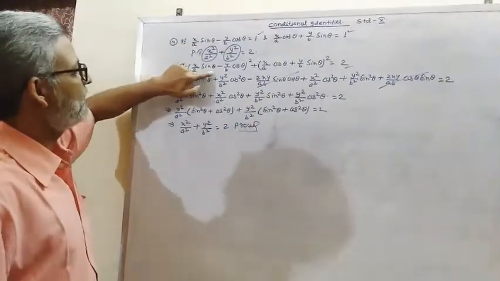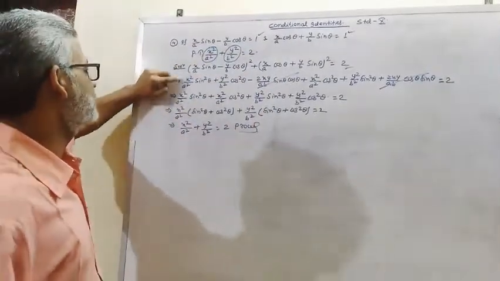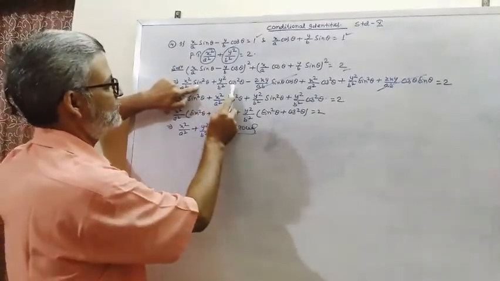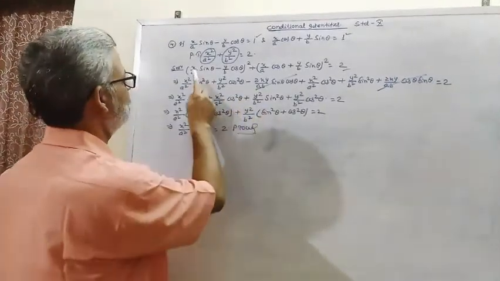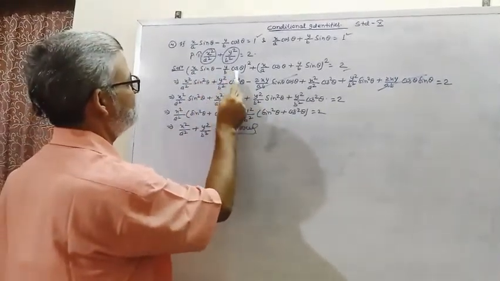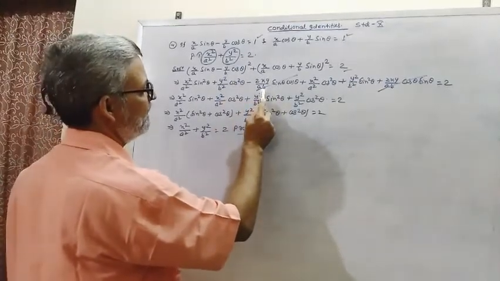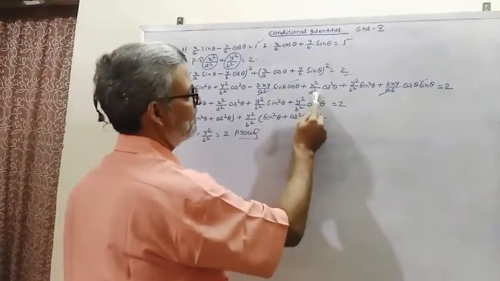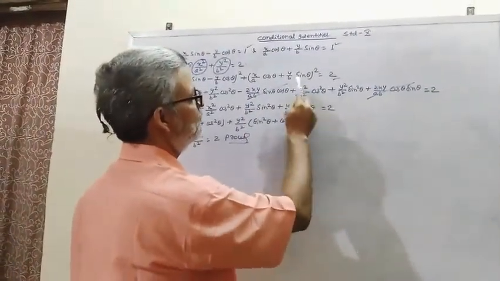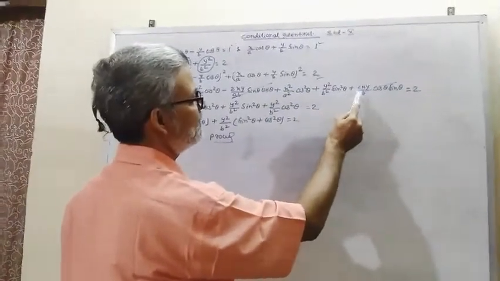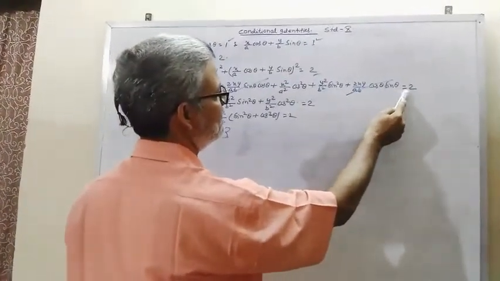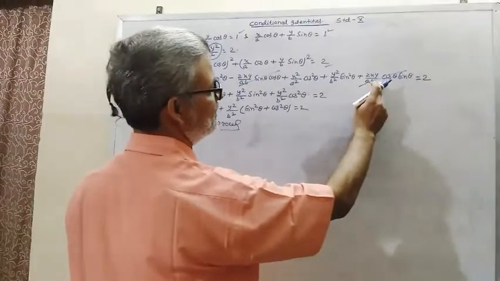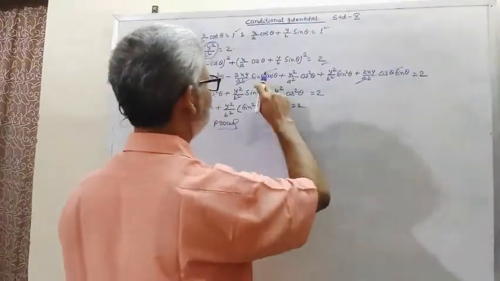Now it is in the form of (a − b)². That is x²/a² sin²θ + y²/b² cos²θ − 2·(x/a)(y/b) sin θ cos θ, that is 2xy/ab sin θ cos θ, plus again x²/a² cos²θ + y²/b² sin²θ + 2xy/ab cos θ sin θ is equal to 2. Negative 2xy/ab sin θ cos θ and positive 2xy/ab cos θ sin θ cancel out.